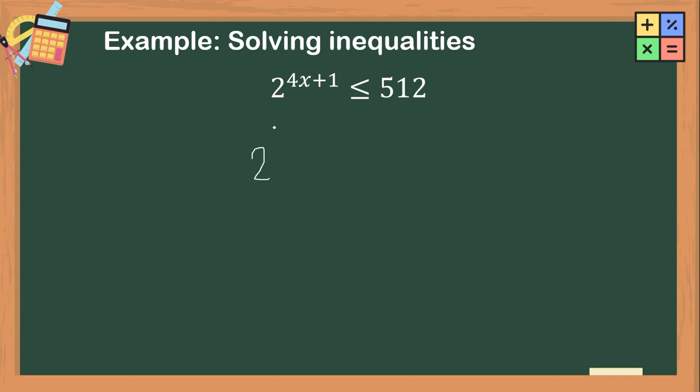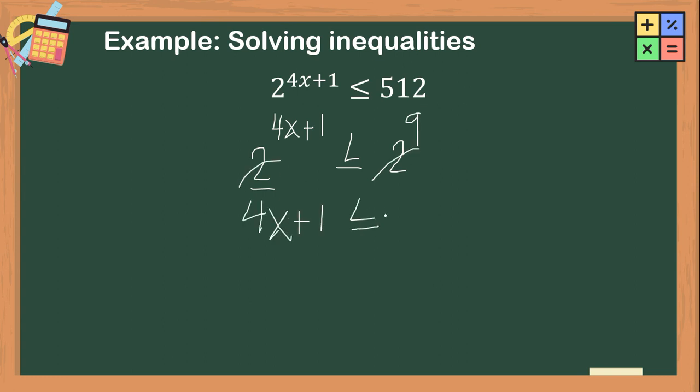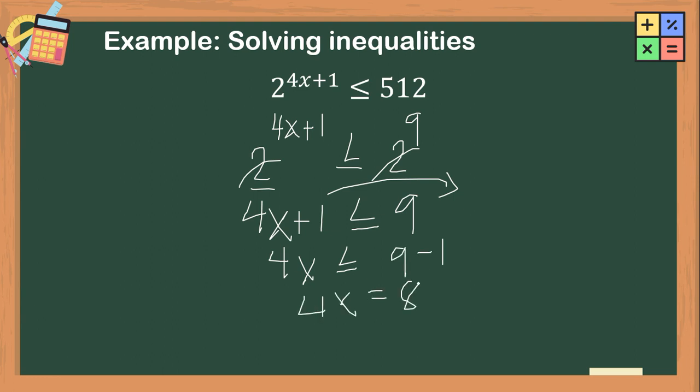So, copy 2 raised to 4x plus 1, copy less than or equal to. What is the base of 512? Since we have 2, we follow base 2. What is the possible exponent to make it 512? Answer: 9. Very good. It's 9, so cancel. Bring down 4x plus 1, then less than or equal to 9. Then the 1 goes to the other side, 4x less than or equal to 9 minus 1. This is 4x equals 8. Then divide by 4, x equals 2.